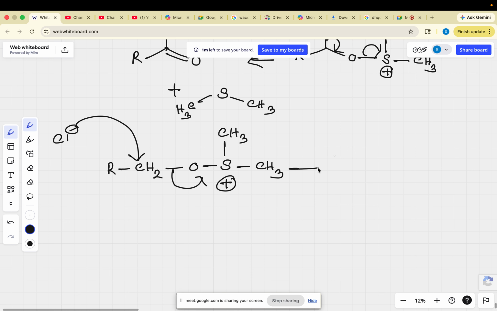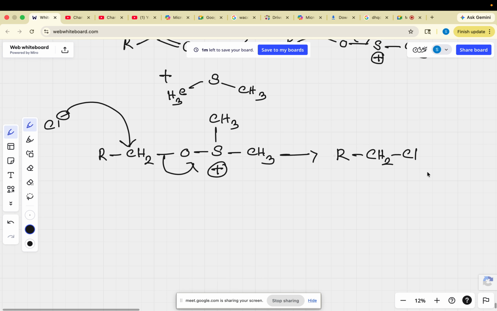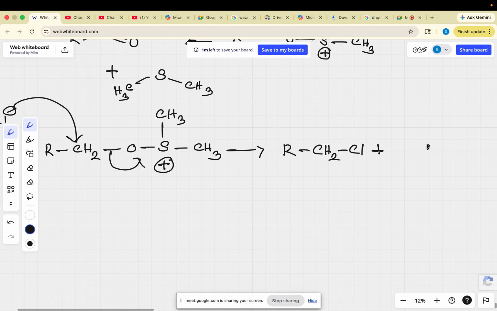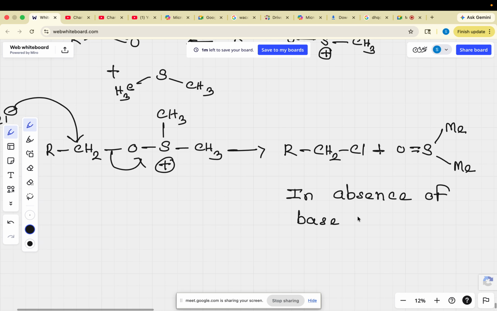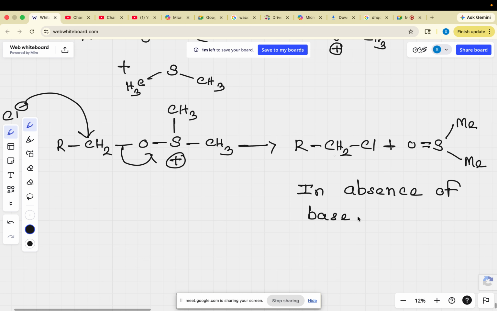So what we are getting is RCH2Cl plus sulfur double bond O methyl. So this is in absence of base. So in absence of base, substitution reaction is happening. In presence of base, oxidation reaction is happening. Clear?